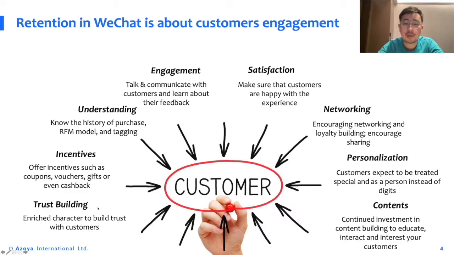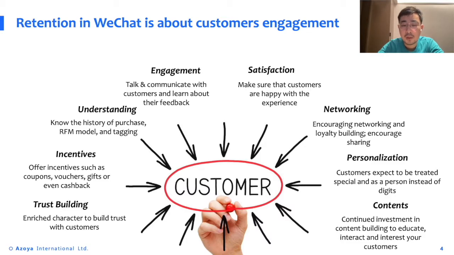Enriched characters to build trust with the customer is the foundation. We build a persona for the brand, and that character has been enriched so that they have their own WeChat Moments. Having such rich activities and characters will make customers believe that it's a real person behind the avatar, and not a machine that they're talking to.